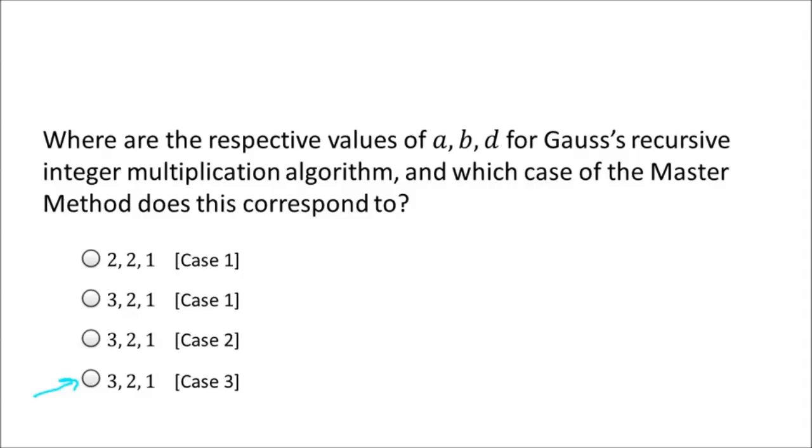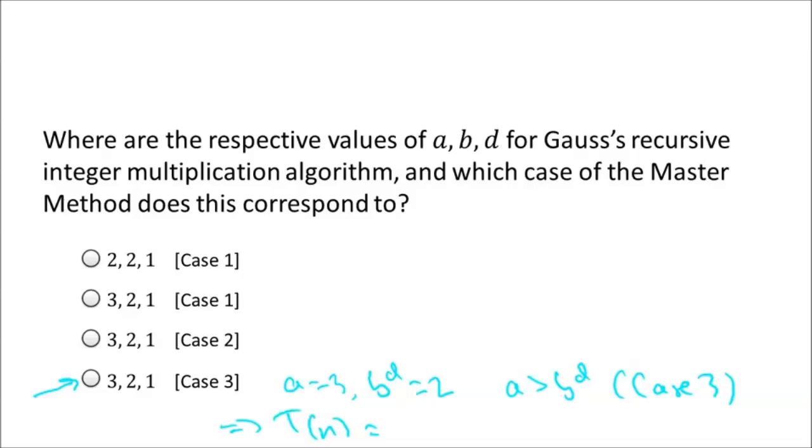Then we have to figure out which case of the master method that is. So we have a equal 3, b to the d equal to 2. So a has dropped by 1 relative to the more naive algorithm, but we're still in case 3 of the master method. a is still bigger than b to the d, so the running time is still governed by that rather exotic looking formula. Namely, T of n is big O of n to the log base b, which in our case is 2, of a, which is now 3 instead of 4. Okay? So the master method just tells us the solution to this recurrence. The running time of this algorithm is big O of n to the log base 2 of 3.